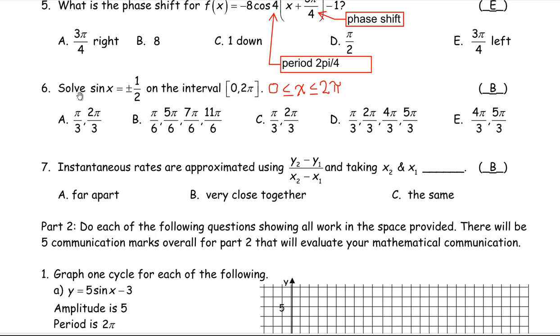For question number 6, we're asked to solve sine x equals plus or minus a half on the interval 0 to 2 pi, written here as a closed interval. You might also see this sometime written like this. That means exactly the same thing. The x values are greater than or equal to 0 and less than or equal to 2 pi, so it means exactly the same as this does.